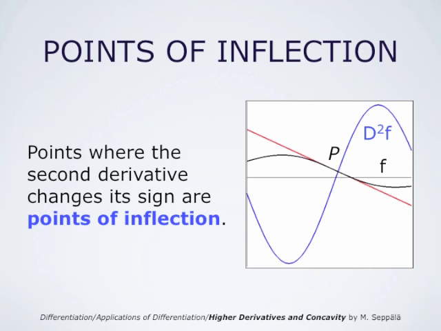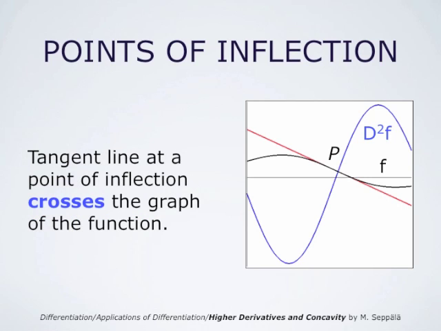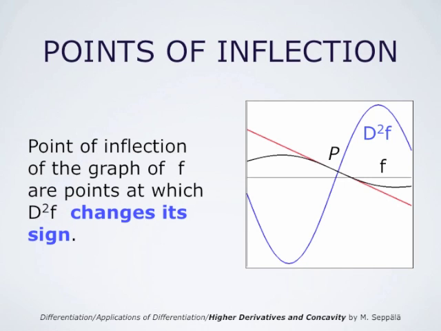This picture shows a graph of a function f, this is the black curve, and that of its second derivative, which is the blue curve. The second derivative changes its sign at the point of inflection. And the tangent line goes through the graph of f at the point of inflection. So these are rather special points. To summarize, to compute points of inflection, one has to compute points where the second derivative takes the value 0 and at which the second derivative changes its sign.